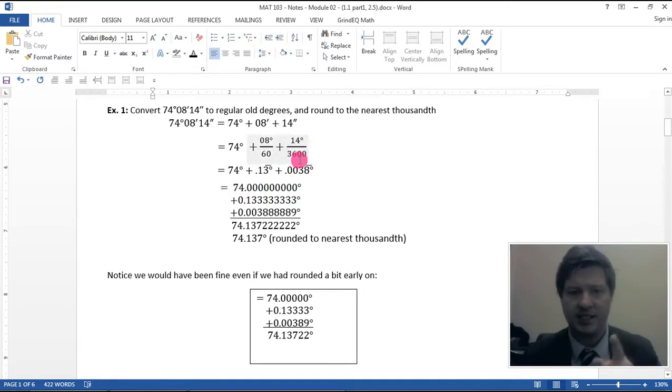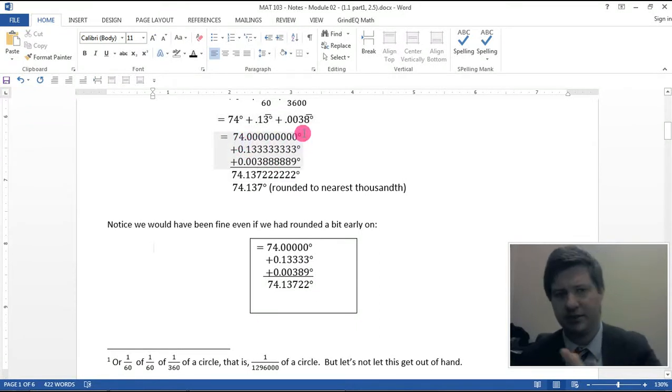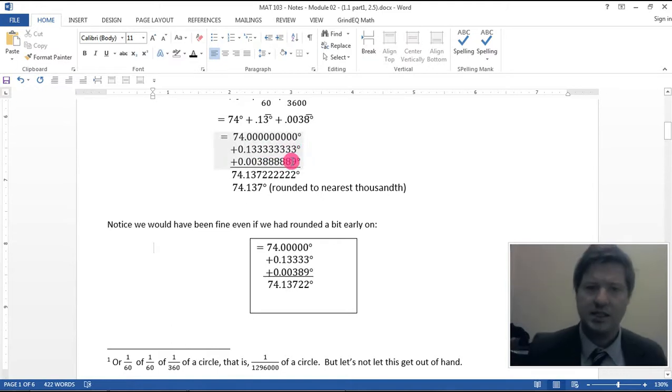14 divided by 3,600 is 0.0038. And again, that 8 is repeating. So what I've done here is I took the 74 and I wrote out a bunch of extra zeros. So 74.0000. And I'm adding the 0.13 to it. But since that 3 was repeating, I just wrote out a bunch of these. 0.133333333333. Same for the last part, the 0.0038. That's right here. 0.00388888888. So I wrote out a bunch of those, and I rounded the last one up. Okay.